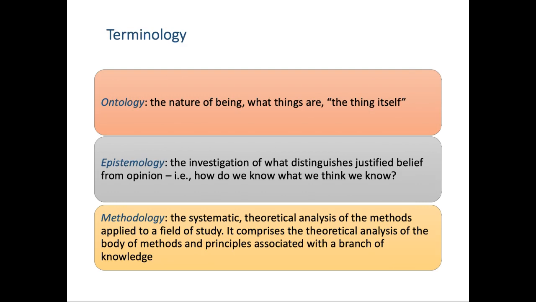The first is ontology, which considers the nature of being and what things are, or the thing itself. Now, what do we mean by the thing itself, or the nature of being? Well, ontology is interested in what is the essence of the thing under examination, or what is the nature of its reality. For example, we might consider an object such as a table. We can touch it, we can feel it, we can enumerate its properties, and we can be confident that those properties will not change if we're not there.